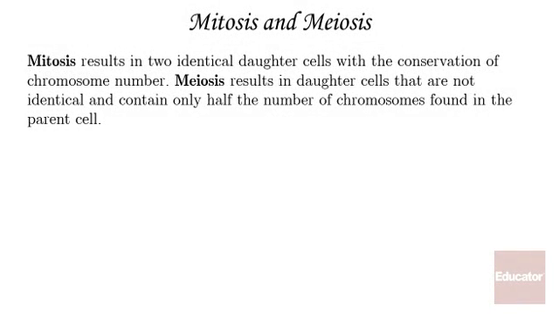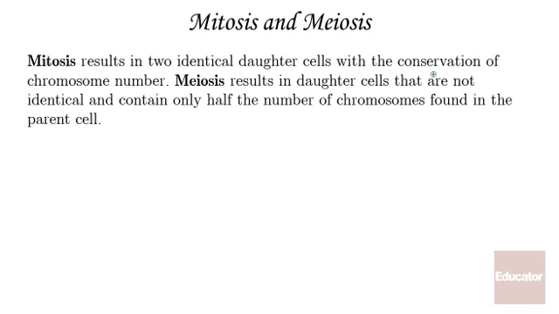With that understanding, let's go on and just talk generally about the outcomes of mitosis and meiosis, and then there will be a lecture covering each of these in great detail. Mitosis results in two identical daughter cells, and it conserves the chromosome number.